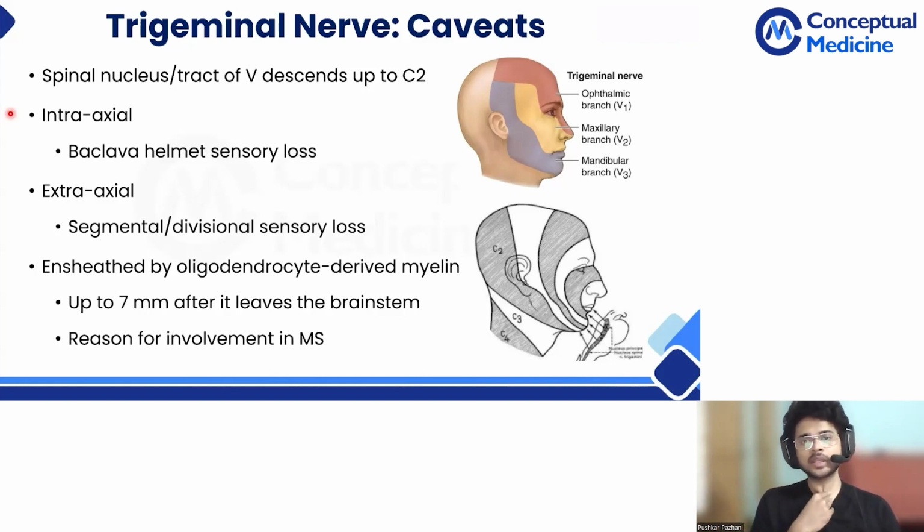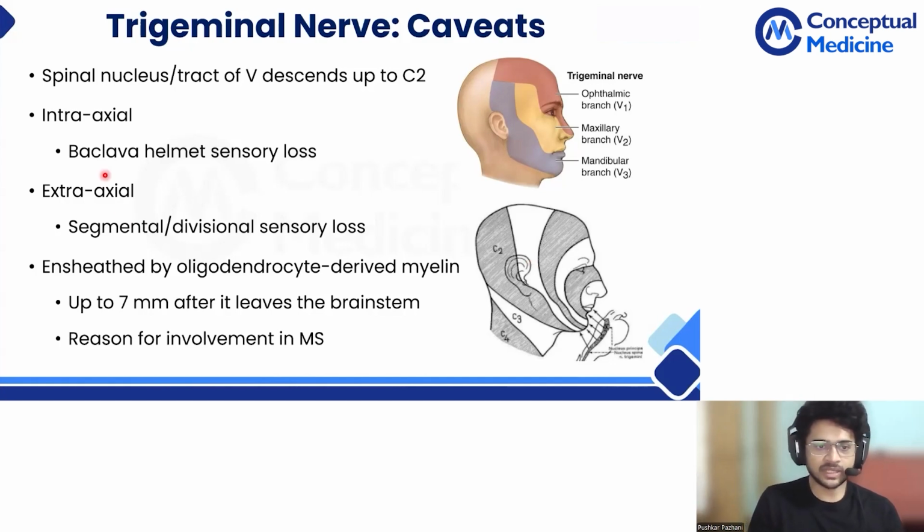When the trigeminal nerve is involved in an intraaxial pathology, you have something known as a balaclava helmet sensory loss or an onion peel sensory loss. Have a look at this image where I've highlighted. Here you can see that there will be an onion peel sensory loss. Initially the central part of the face, then progressively, like onion peels, the remaining parts of the facial innervation get involved. This onion peel or balaclava helmet sensory loss is seen in intraaxial disorders where the trigeminal nerve is involved.